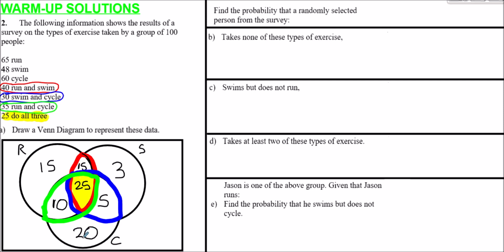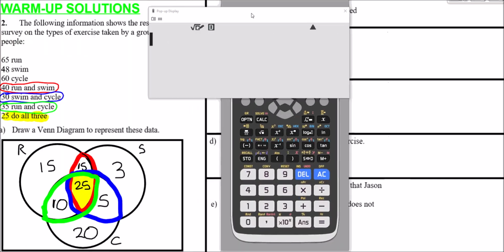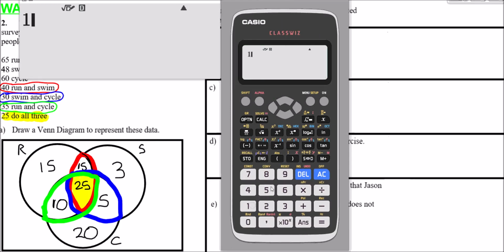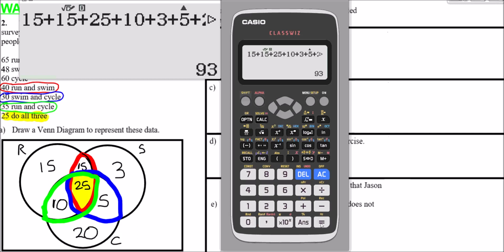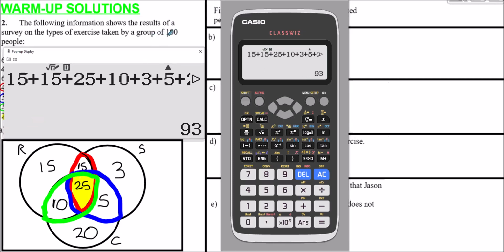At this stage, it's tempting to think we've finished. But actually, if you add up all these values, you need to check to see if it totals 100, because you're told there's 100 people altogether. So what we need to do here is to add all these up. So we've got 15 plus 15 plus 25 plus 10. So that's the R circle. Then we've got a 3 and a 5 here, so plus 3 and plus 5. And finally, this 20. That gives a total of 93, but the question clearly says that there's 100 people surveyed.